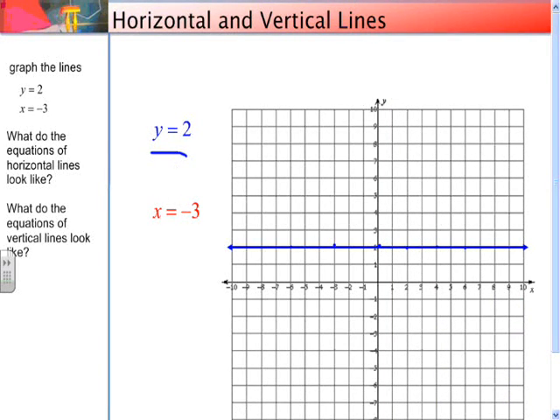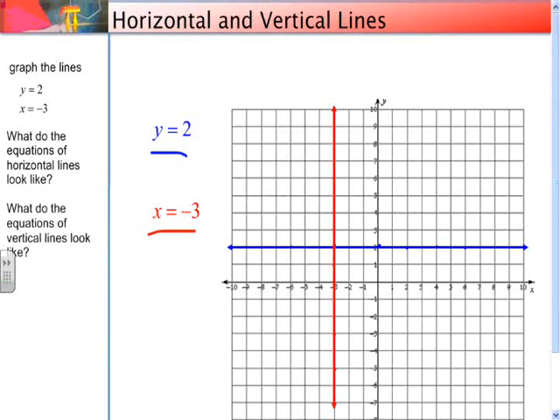On the other hand, if you have something in the form of x equals a number, for example, x equals -3, that means the x coordinate is going to be the same everywhere. So let's go to the x-axis and find -3. Now there's a whole bunch of other points that have an x coordinate of -3, like all these points that I'm plotting right now. This is the point -3, 6. This is the point -3, -5. So you can see, if you consider all of the points that have an x coordinate of -3, we get a vertical line. Okay, so that's just a quick review of how to graph horizontal and vertical lines.